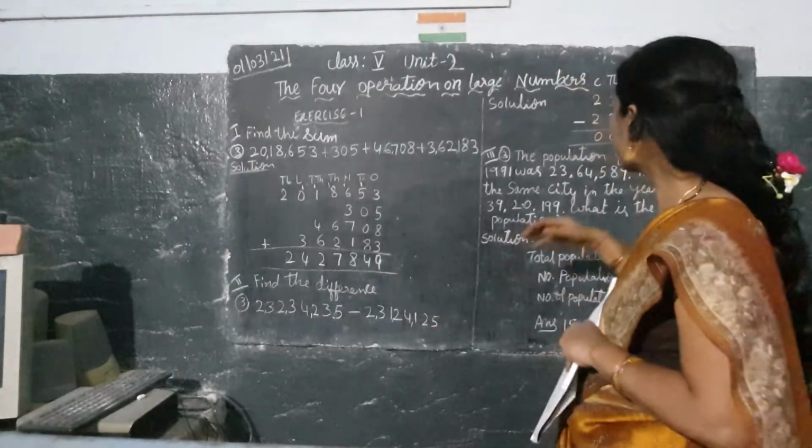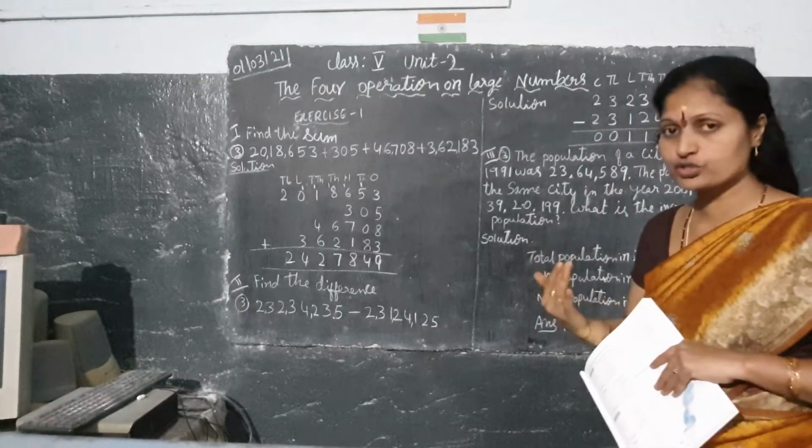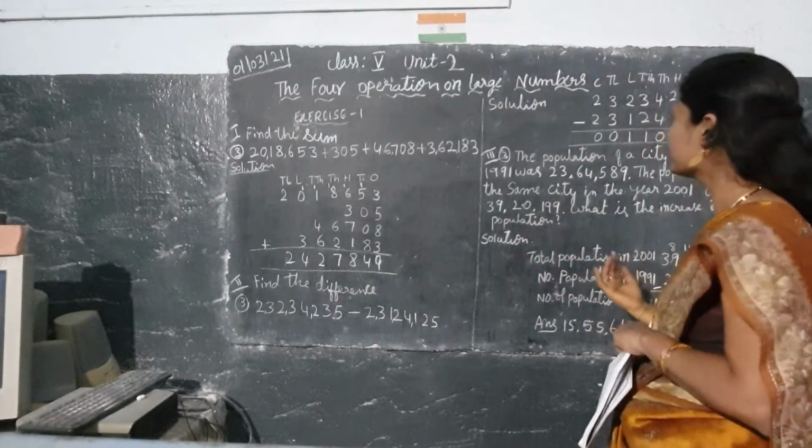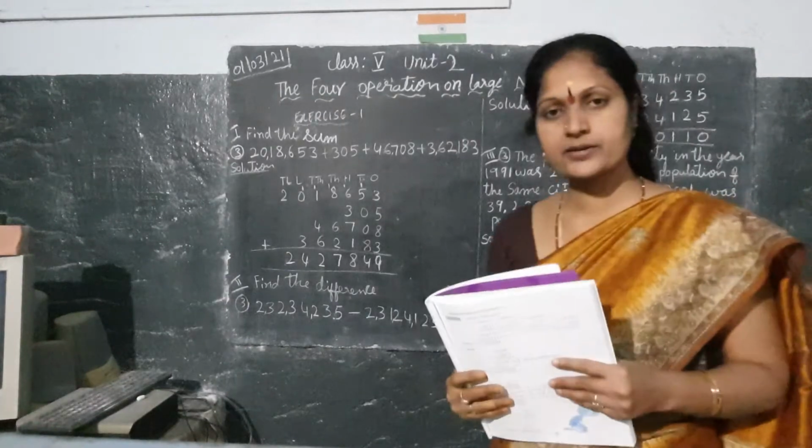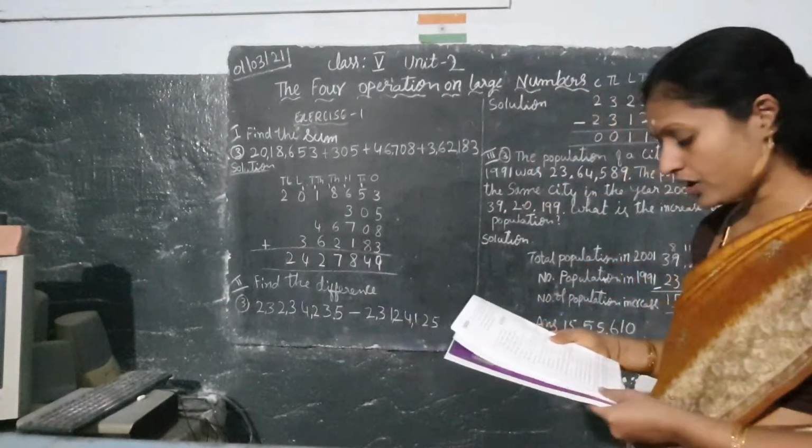If you are not going to subtract, you have to borrow, children. Borrow, then you will get the 1. Then you have to do the subtraction, children. Okay, are you understood, children? Okay, now we will move to the third bit.